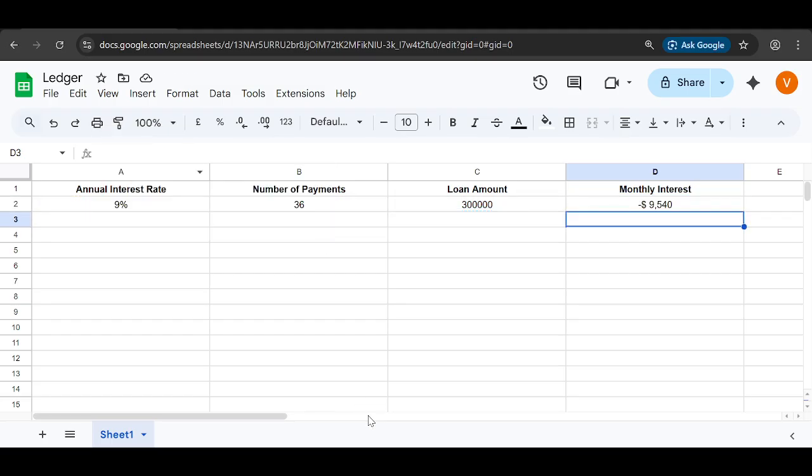You may notice the result is negative. That's intentional because PMT represents a cash outflow, money you pay out each month. Conceptually, that tells you how much leaves your account to service the loan on a monthly schedule.